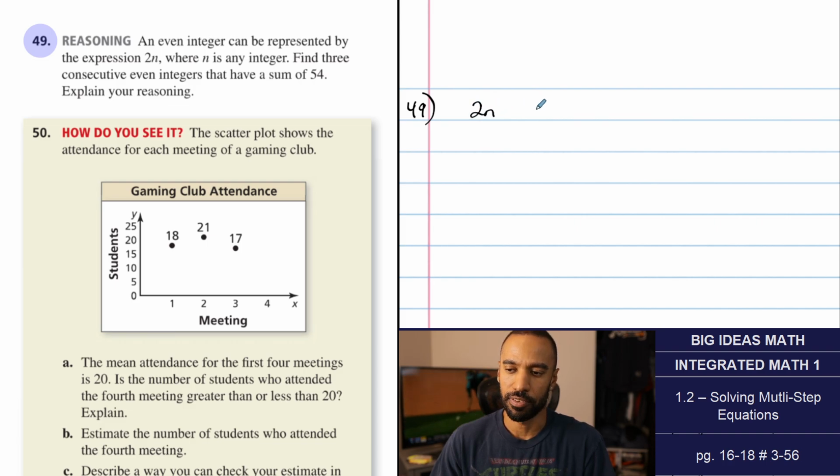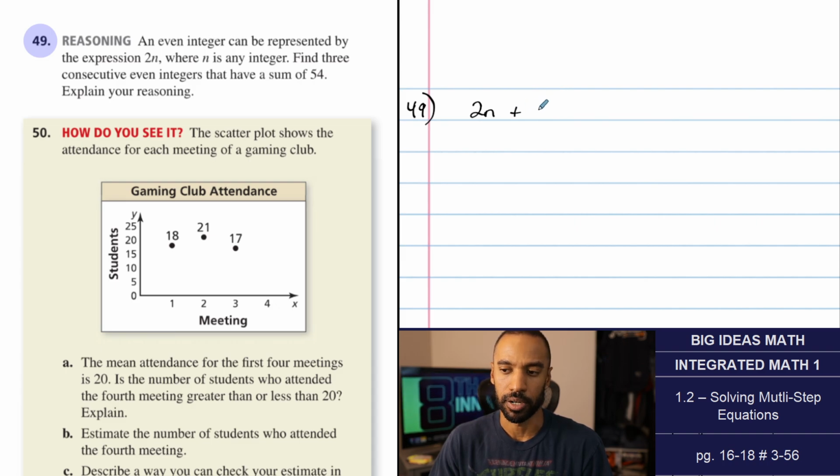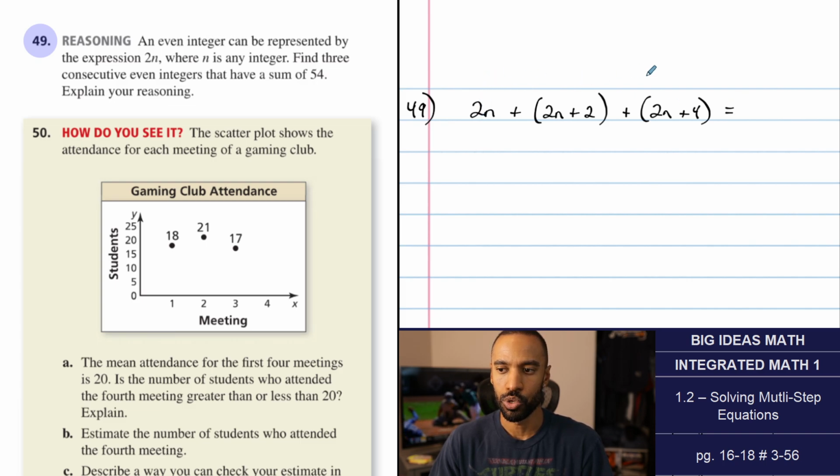2n can be my first even integer. The next integer after that consecutively would be 2 more than that number. So the next number would take this number and add another 2. And the third number would be that number and another 2 on top of that, which is 4. So let's say this was 2, 4, 6. 2 more than 2, 4 more than 2. These add up to 54. This can be our setup.